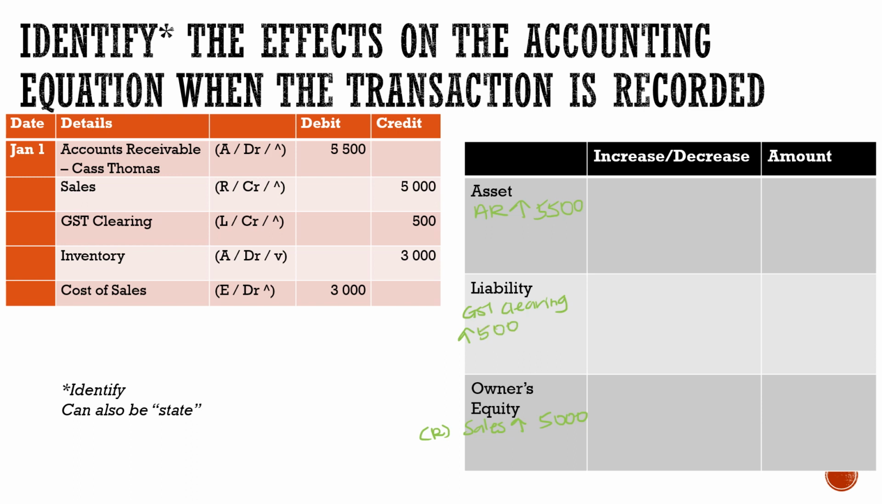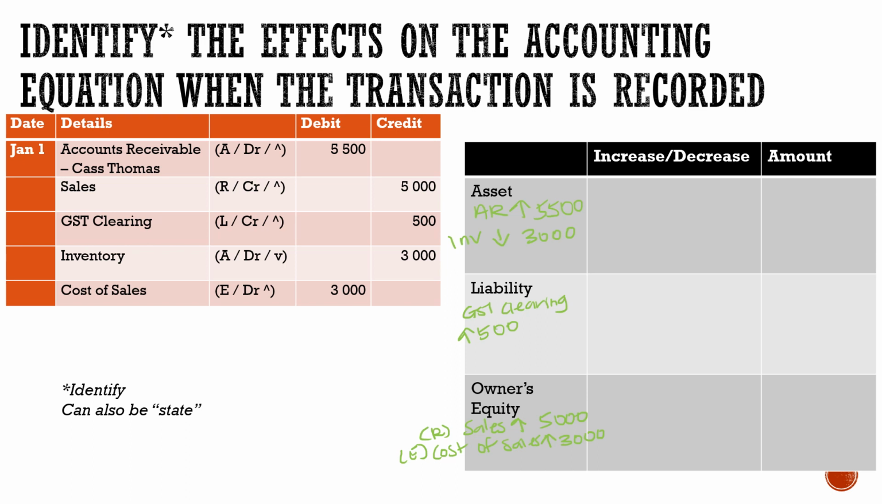Then we have inventory, which is an asset, and that has decreased by $3,000. And lastly, we have an expense here, which is the cost of sales, and that has increased by $3,000. And the reason why we put it under owner's equity is because expenses will affect profit and profit affects owner's equity.